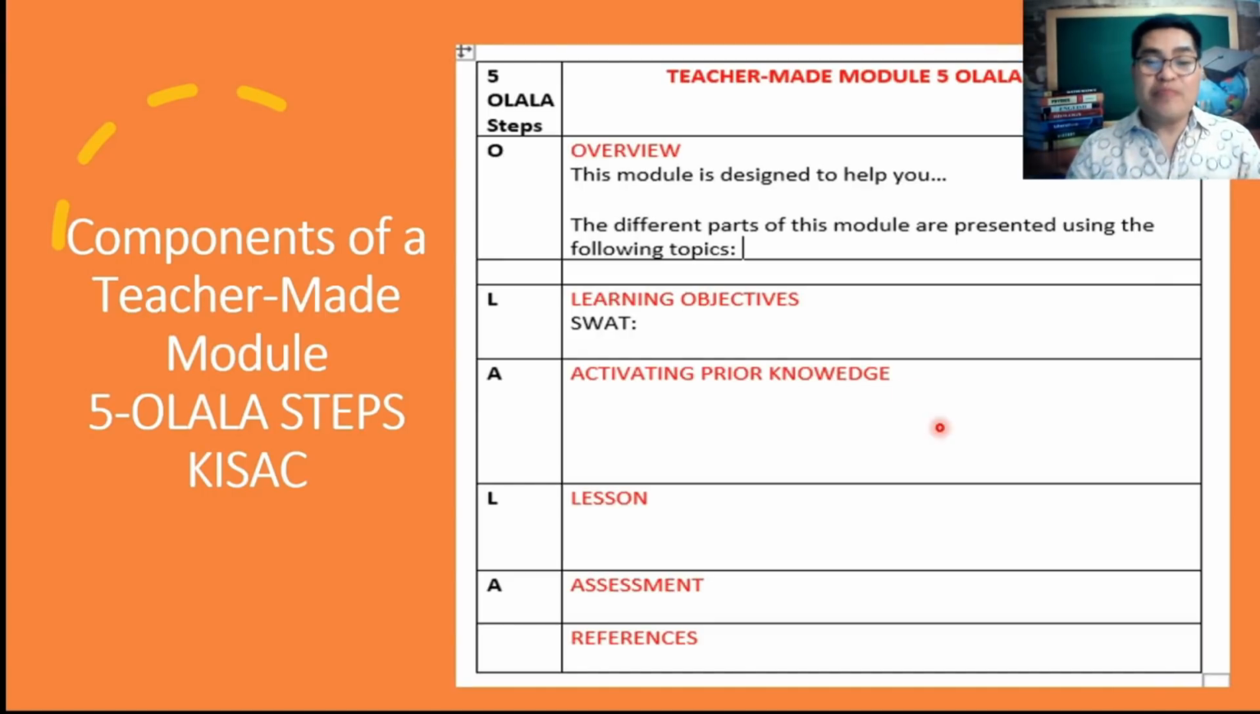And of course, to make it easy for me, I have this graphic organizer in creating my modules. So I have the 5 OLALA steps. We have the O, the L, the A, the L, and the A, the 5 OLALA steps. O for overview, L for learning objectives, A for activating prior knowledge, L for lesson, A for assessment. And also you have to put the references. Where do you get those resources? So on overview, I have this sentence frame, so that's easy for me to begin creating the module.